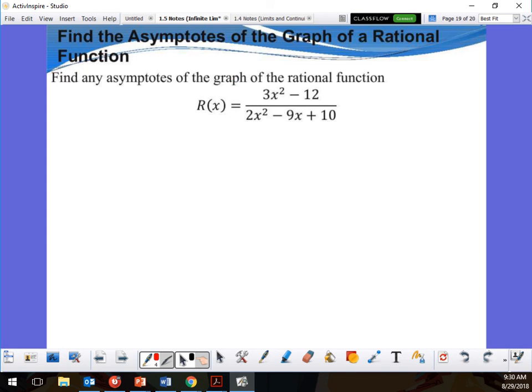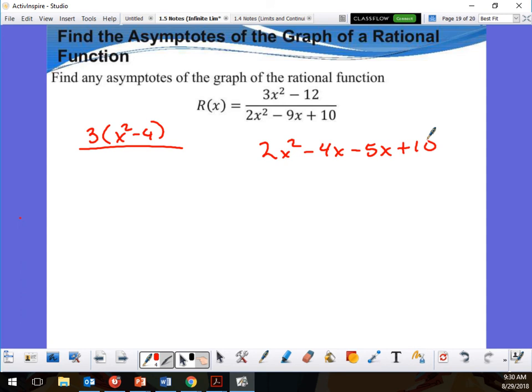So first thing, I need to factor that. Okay, how would I factor this? Factor the top, right? Okay, what can I factor out of the top? 3 quantity x squared minus 4 over, now I need you guys to factor the bottom. Okay, I'm going to factor the bottom for you. So it's 2x squared minus 4x minus 5x plus 10.